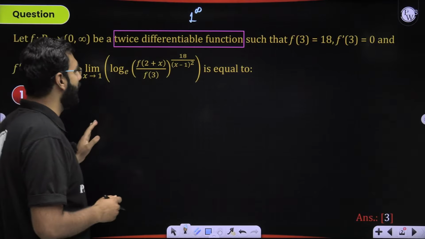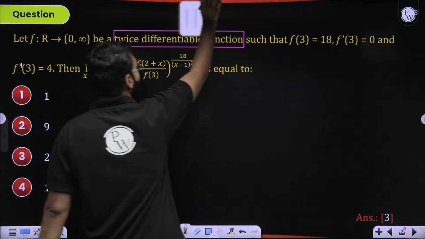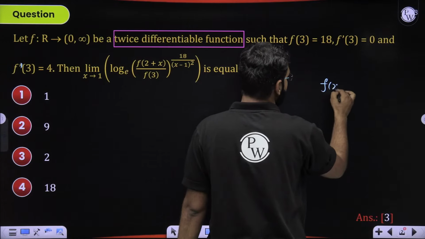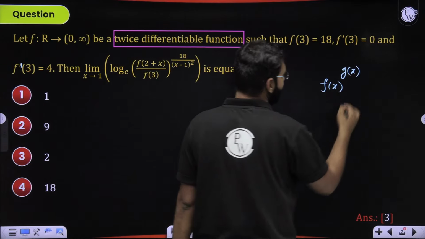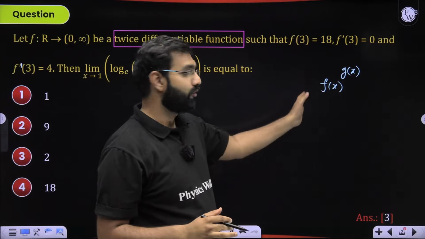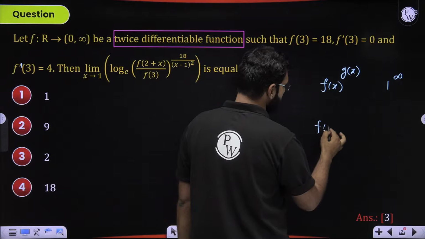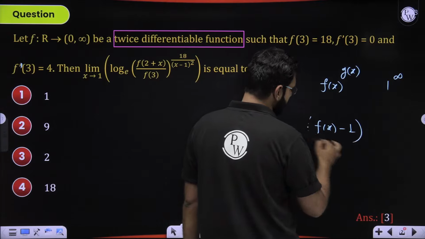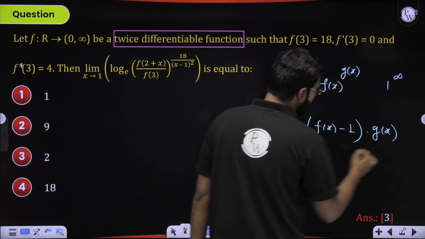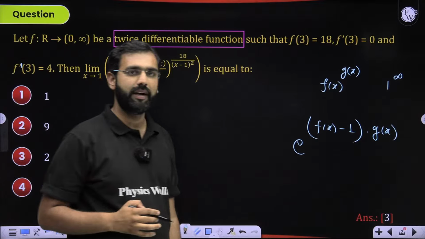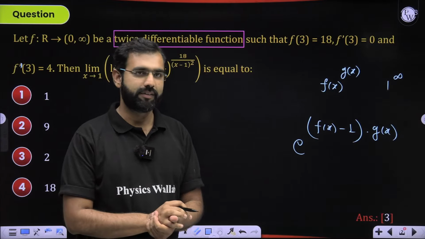Getting back to the discussion, I'll first of all make you revise the concept. I hope you remember f of x to the power g of x. Whenever we have something like this, and whenever it is of 1 to the power infinity form, then we always do one thing. We do f of x minus 1 times g of x, but this is raised as a power of e. Do you remember that? And the limit approaches the same.